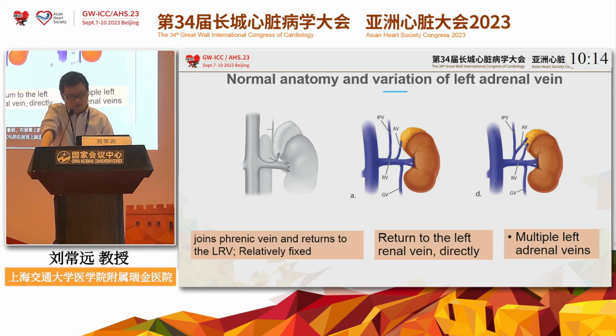Variation of the left adrenal vein rarely happens in clinic. Maybe like picture A, it will return to the left renal vein directly, or like picture D, multiple left adrenal veins.